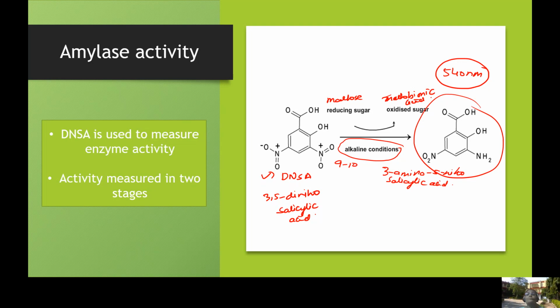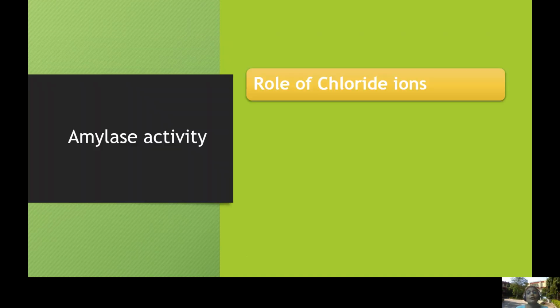So the amount of 3-amino-5-nitrosalicylic acid will correspond to the amount of maltose which is produced, and the amount of maltose which is produced is the measure of the activity of amylase. Okay, that is the underlying theory in the measurement of amylase activity by the DNSA method.